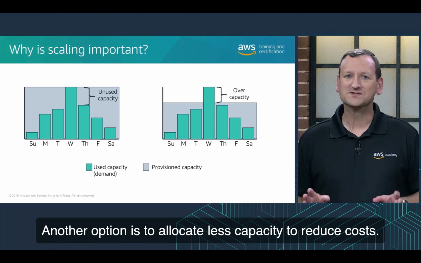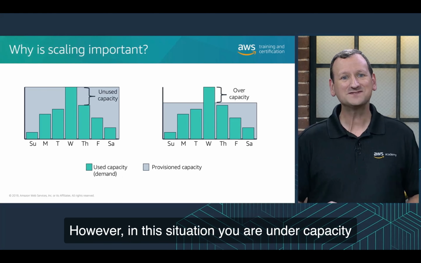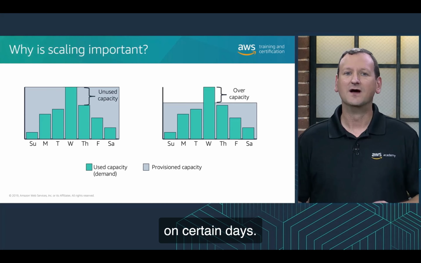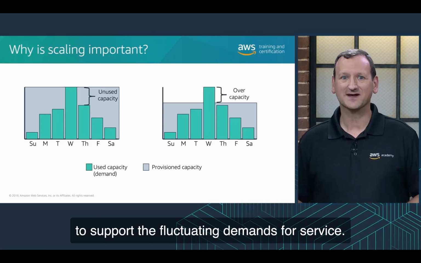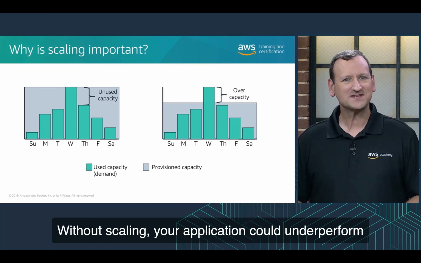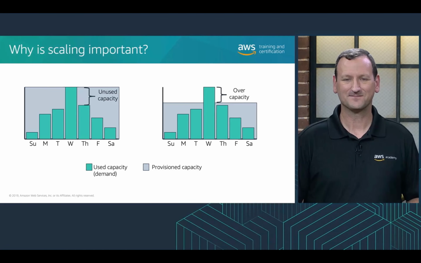Another option is to allocate less capacity to reduce costs. However, in this situation, you are under capacity on certain days. Automatic capacity scaling is necessary to support the fluctuating demands for service. Without scaling, your application could underperform or potentially even become unavailable for your users.